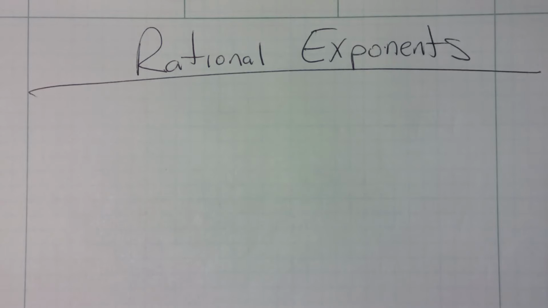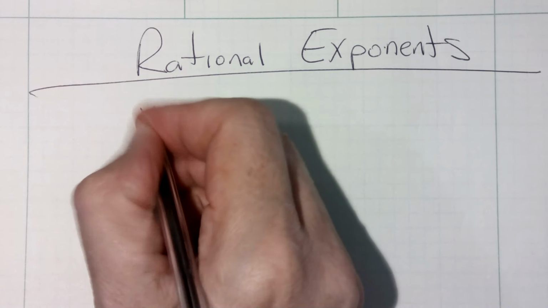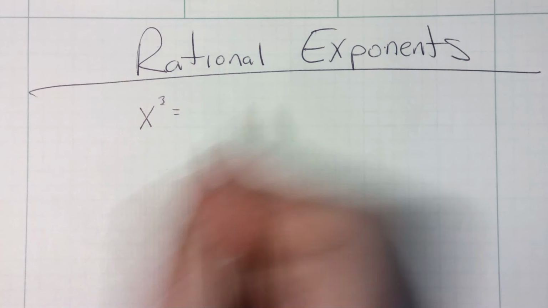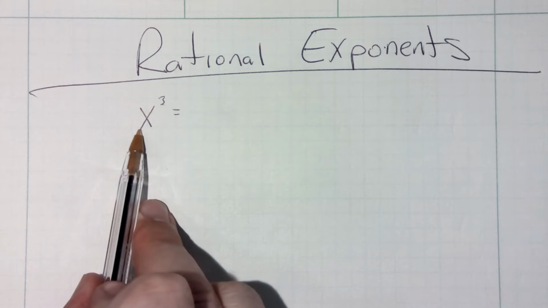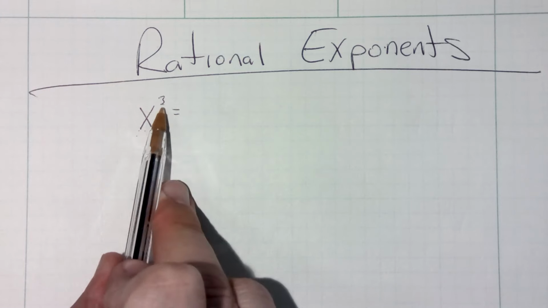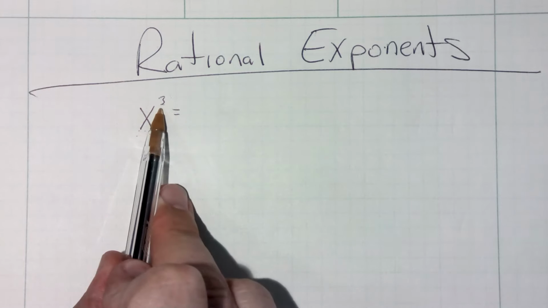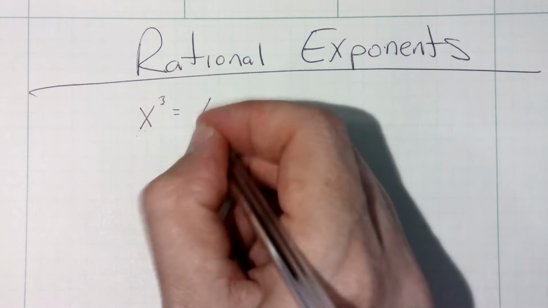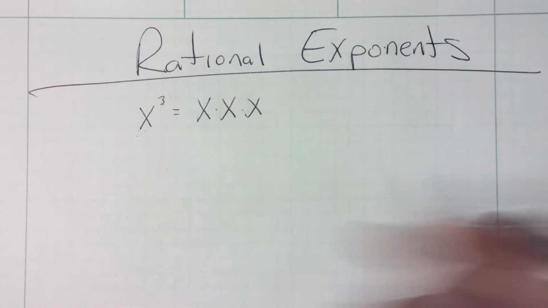Welcome! Today's lesson is on rational exponents. We all know that a basic integer exponent means that we take whatever the base is and we multiply it by itself the number of times the exponent says. So x to the third would be x times x times x.